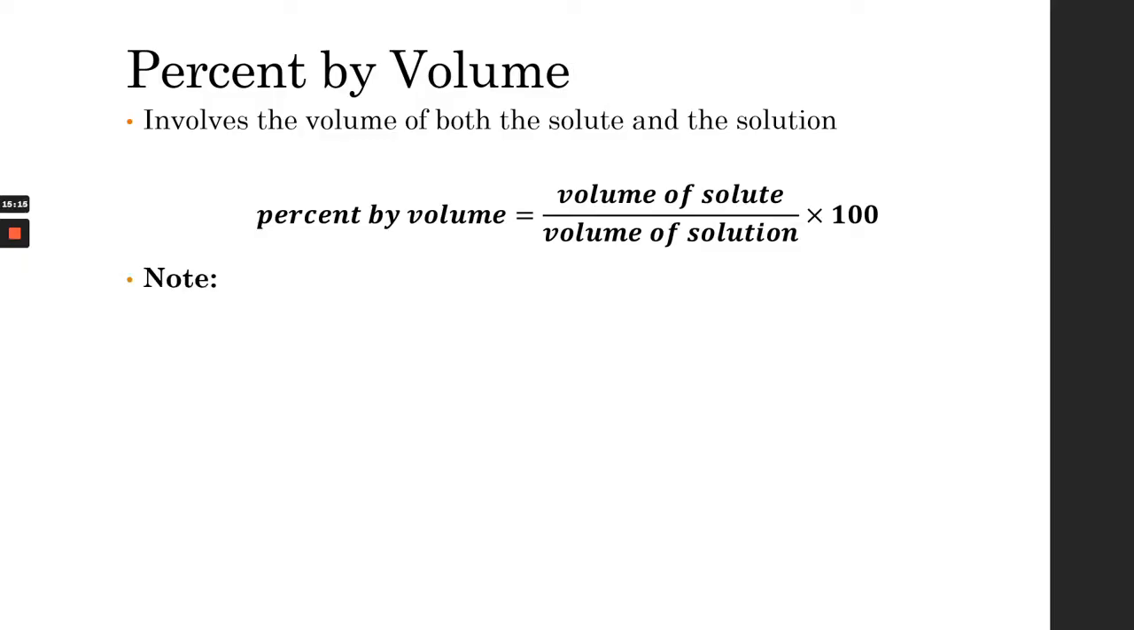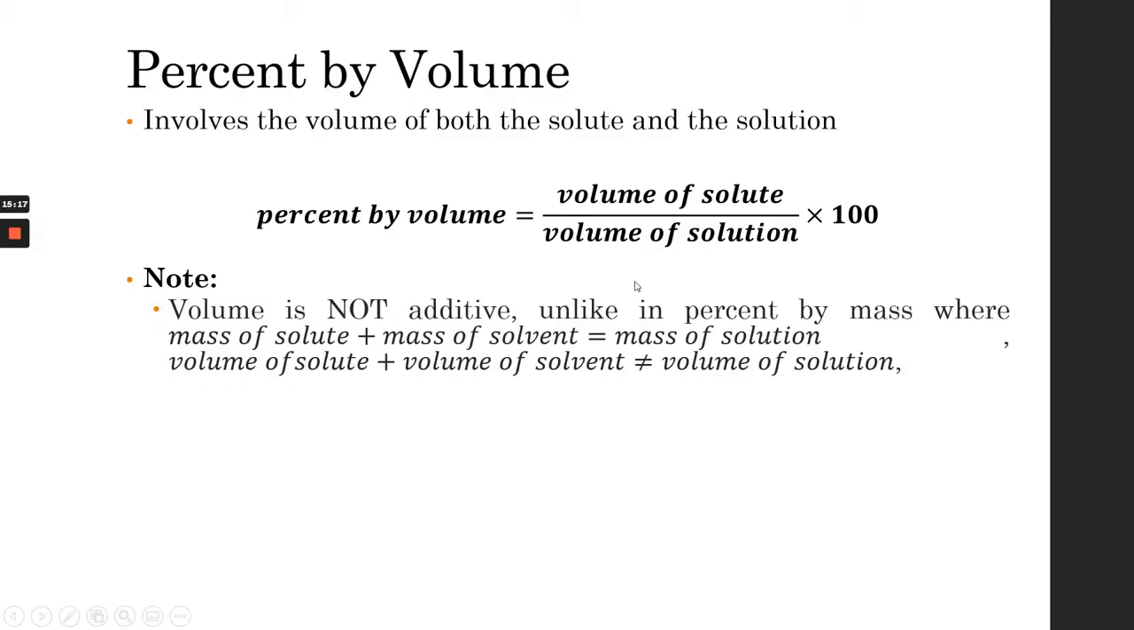Moreover, one thing that I want you guys to remember is that volume is not additive. Unlike in percent by mass, where mass of solute plus mass of solvent equals the mass of solution, you cannot get the volume of the solution by adding the volume of the solute and the volume of the solvent. Why is that? It's because unlike mass, volume is not conserved in addition of the two volumes. There's a lot of reasons for this, but I'm not going to go deep into that. Just remember that you cannot get the volume of the solution by simply adding the volume of the solute and the volume of the solvent.